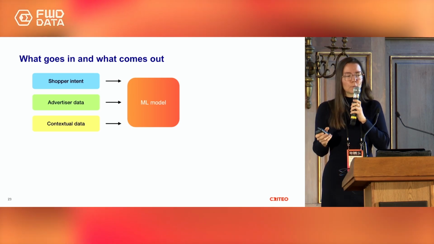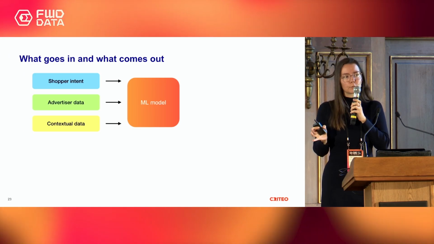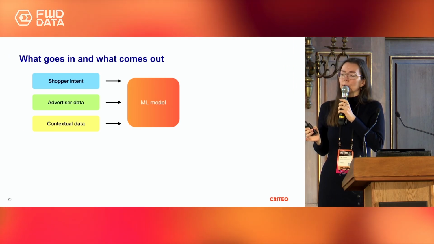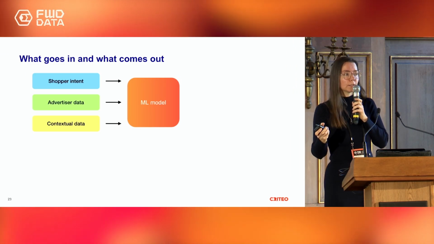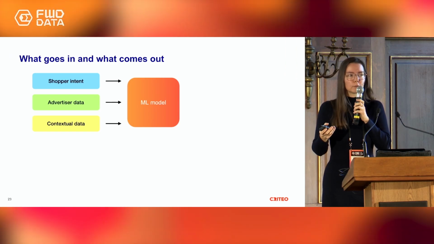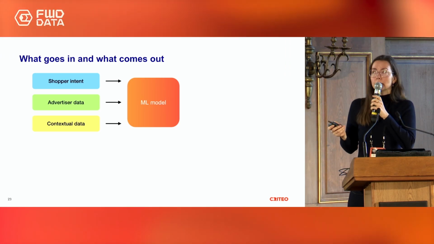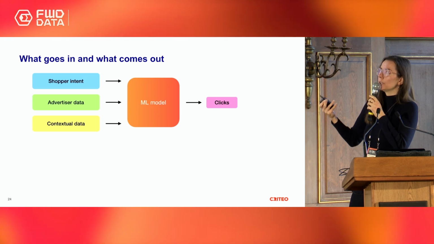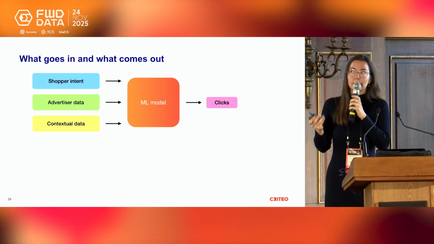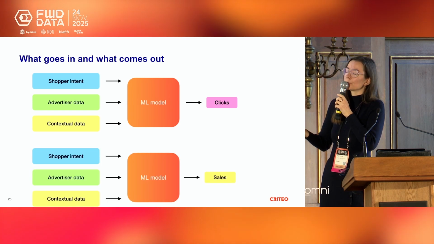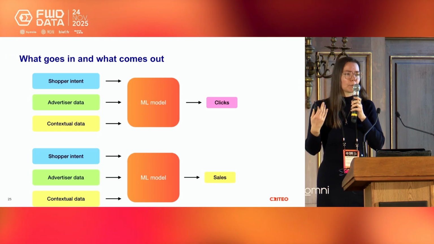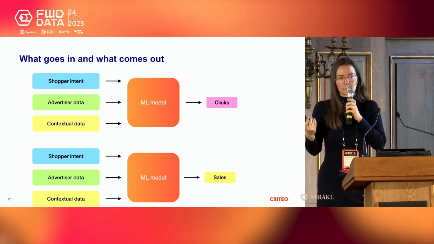Contextual data is mostly the publisher, so what kind of website is this? But also things like, what time of the day is it? What's the day of the week? Where are we geographically speaking? So all of these things go into the model, and it produces the probability of, let's say, a click or a sale or a visit. So again, this depends on the goal of the campaign.